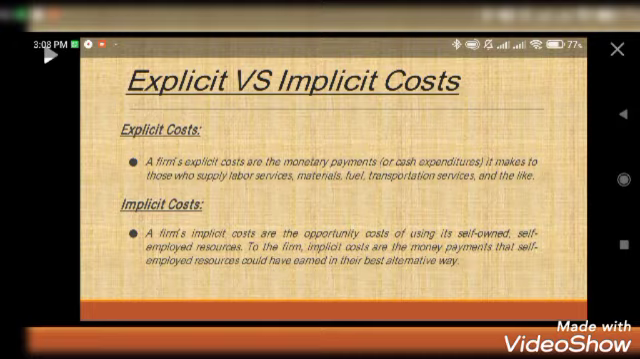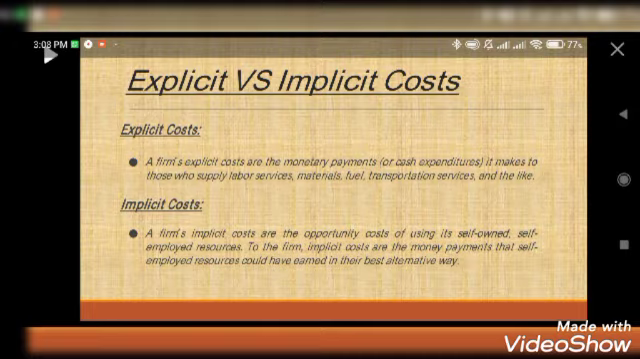Explicit versus implicit cost. What are explicit costs? Explicit cost is direct payment made to others in the course of running a business, such as wages, rent, materials, etc. And as the definition suggests, it is made to those who supply labor services, materials, fuel, transportation services, and so on.